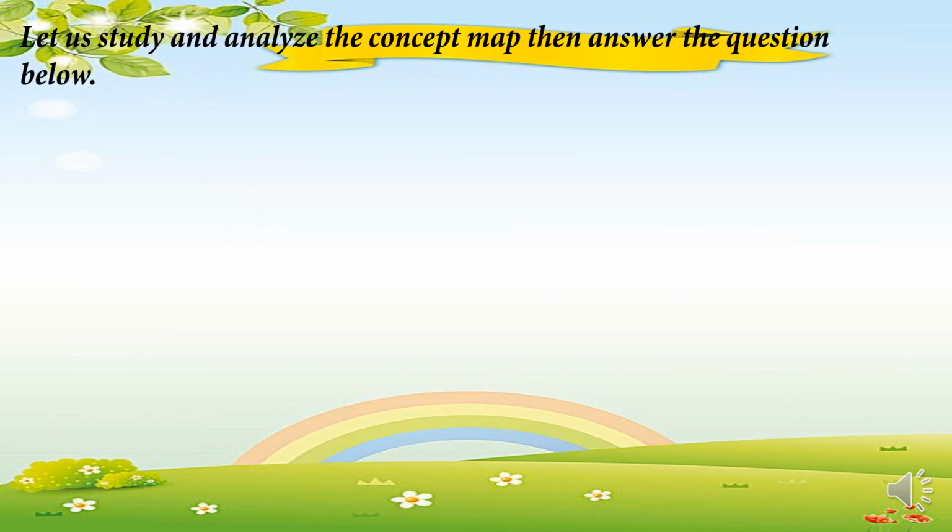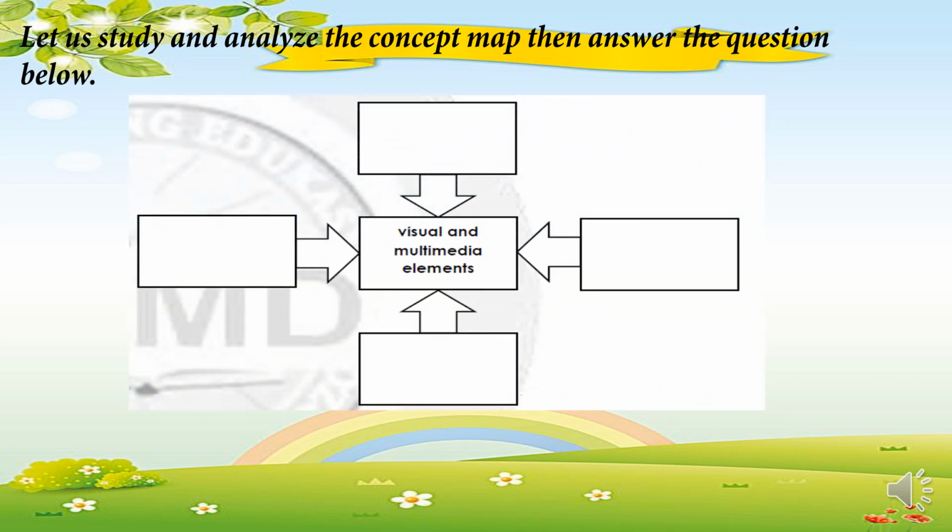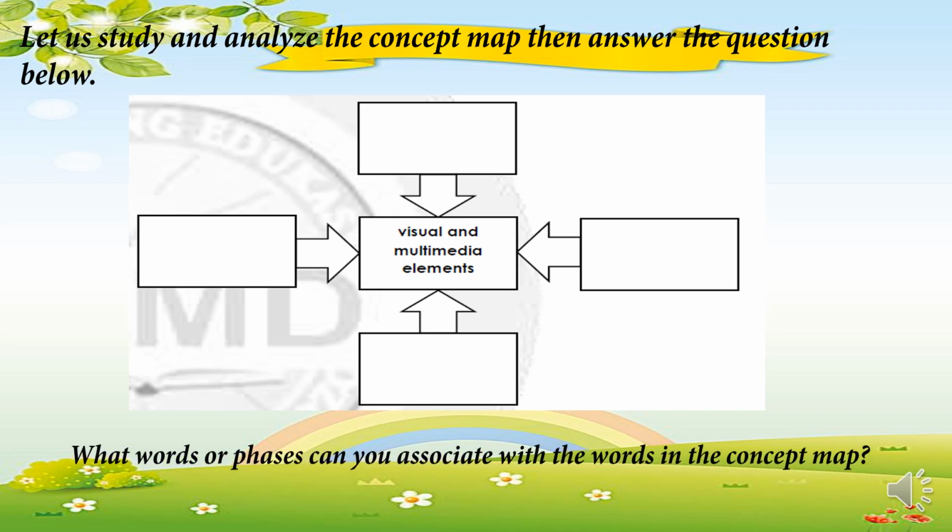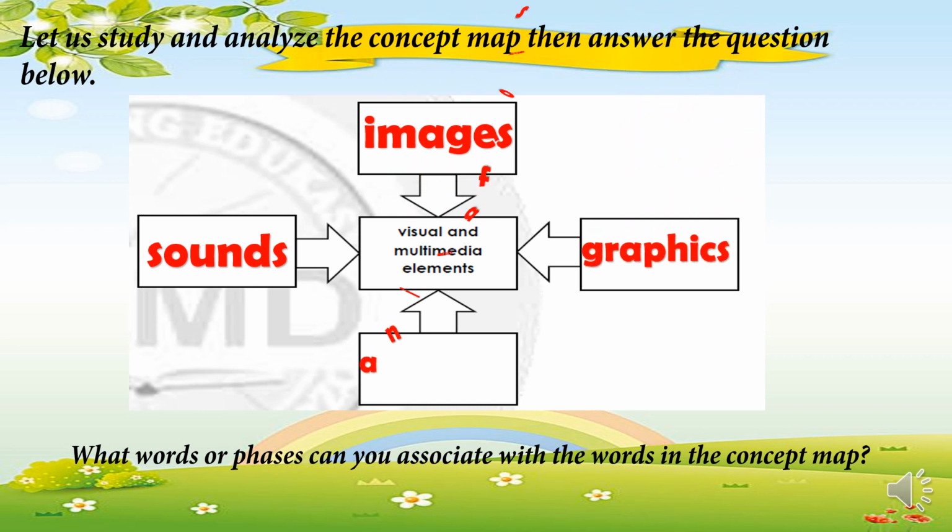Let us study and analyze the concept map, then answer the question below. So we have the visual and multimedia elements. Now, what words or phrases can you associate with the words in the concept map? Okay, so we have sounds, we have also images, graphics, and animations. So these are some words or phrases that you can associate with the words in the concept map.